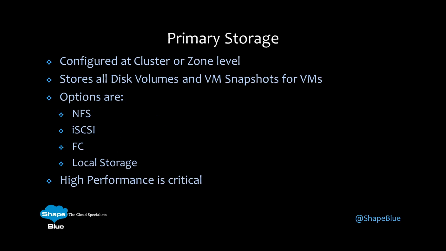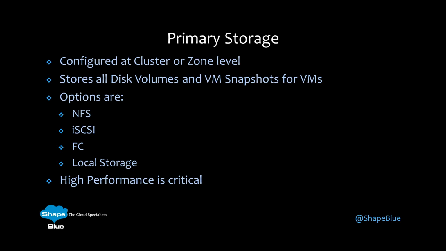Of much more concern when designing a CloudStack environment is getting the primary storage right. The primary storage sits at cluster level, or in newer versions of CloudStack can sit at zone level, but we tend to think of it still as sitting at cluster level. Primary storage is used to actually run the virtual machines. It stores all the disk volumes and also VM snapshots for VMs in more recent editions.